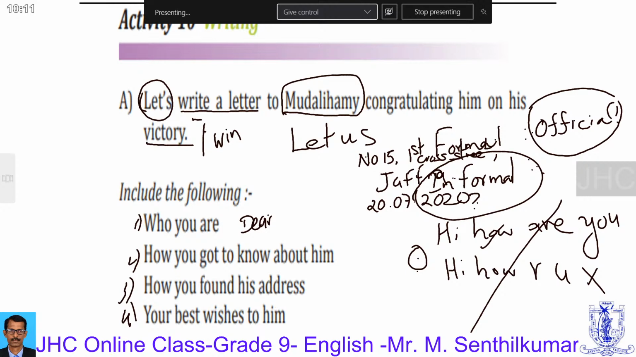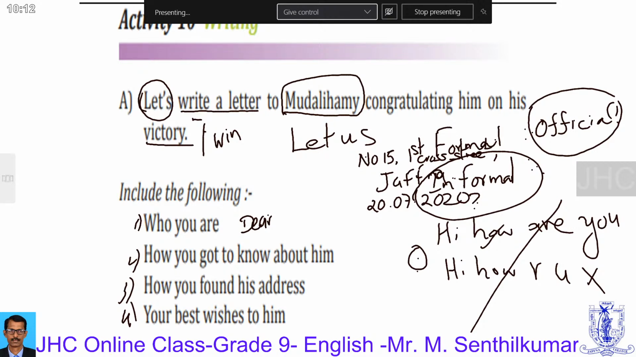First, you have to introduce yourself. Who you are means, first, I am so and so. I have studied, and Mudalihami is in grade, I think, 9. So you can write: I am Kumar. Do you know, I studied with you up to grade 5 in a particular school, and you name the school. Now I am studying, after I passed the scholarship, I moved into Jaffna Hindu College. Okay, you introduce yourself.